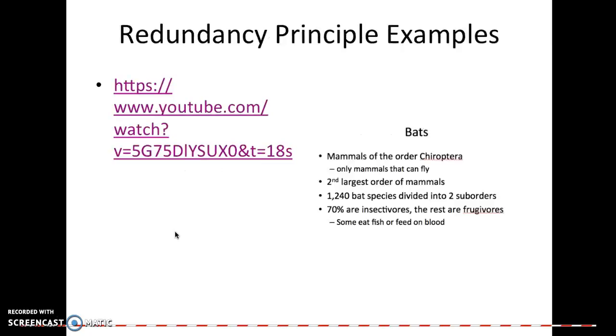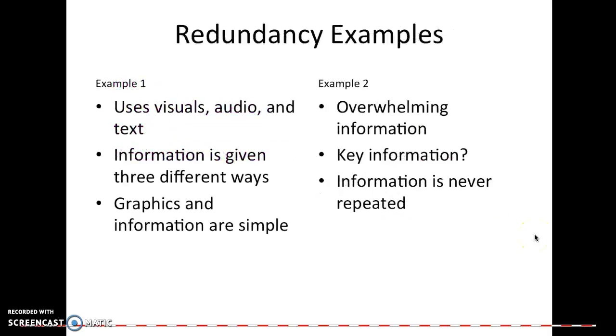My second example is an example that I made myself, which I purposely made a violation of the redundancy principle. So it's actually a snapshot of a PowerPoint slide I made about bats. So this has no audio at all, it's just straight text. So it's kind of overwhelming in terms of information.